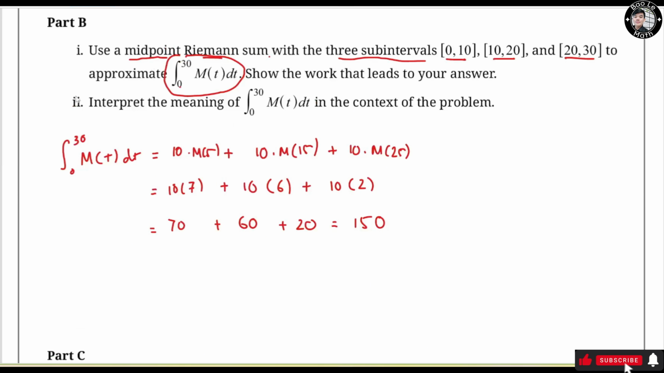Now question 2i. Interpret the meaning of the integral from 0 to 30 of m of t dt in the context of the problem. So we need to say that the integral from 0 to 30 of m of t dt represents the total number of male birds that arrive at the nesting area over the 30-day period from t equals 0 to t equals 30.